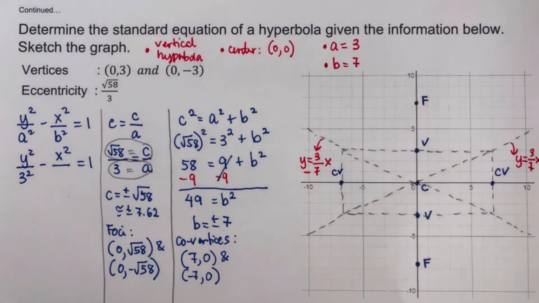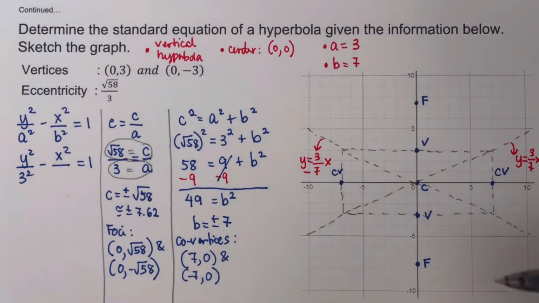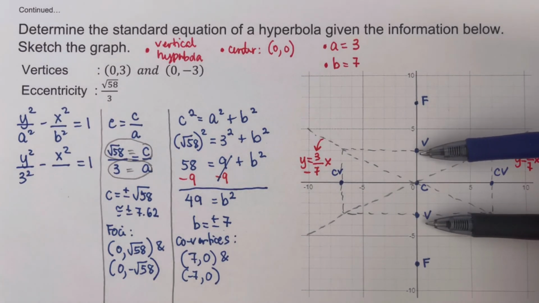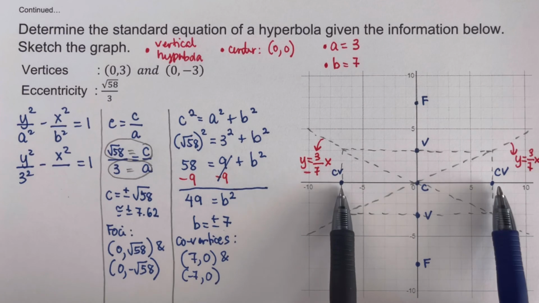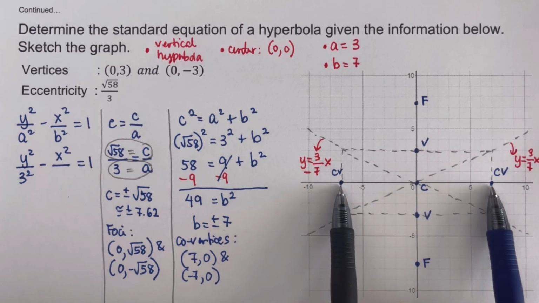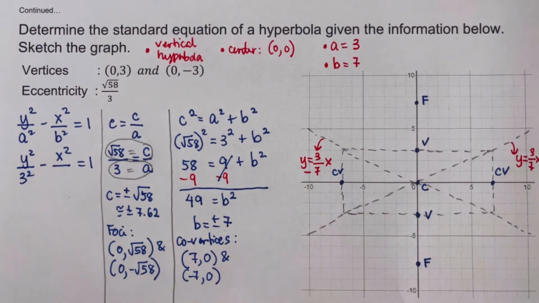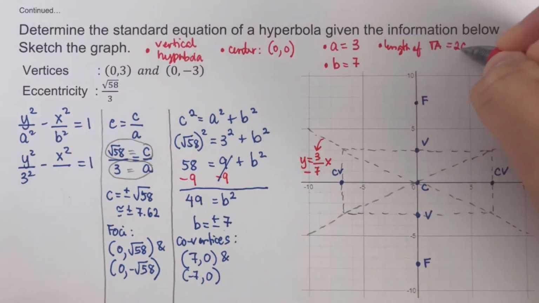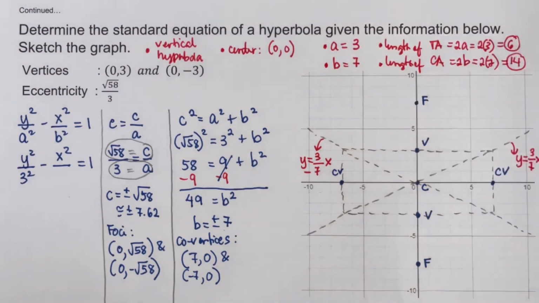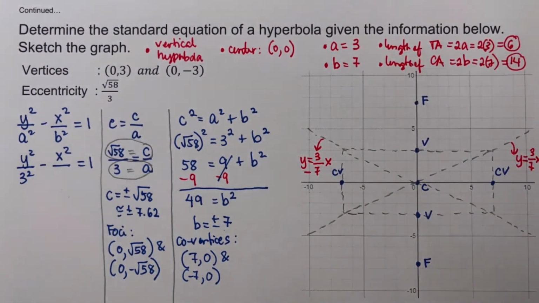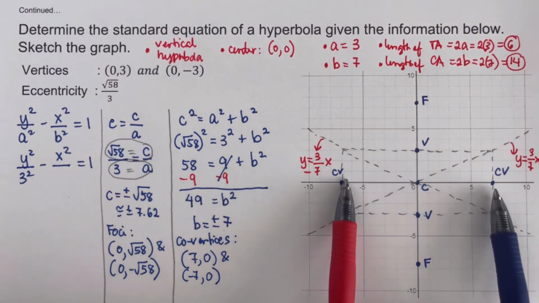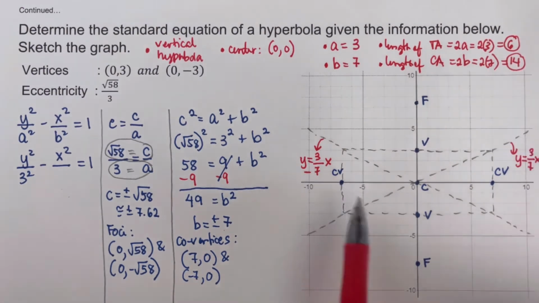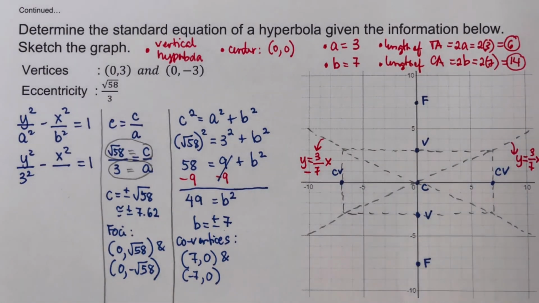So we go ahead and determine the length of the transverse axis, that is the distance from the vertex to the other vertex, and the length of the conjugate axis, that is the distance from the co-vertex to the other co-vertex. I'm going to go ahead and show that work up here. Okay, so the length of the transverse axis is 6, while the length of the conjugate axis is 14. So then we can go ahead and sketch the hyperbola.